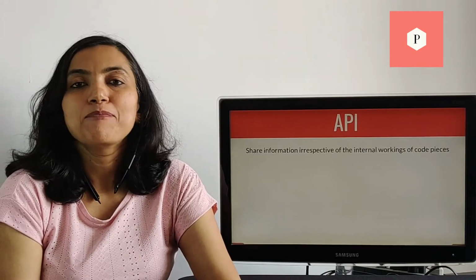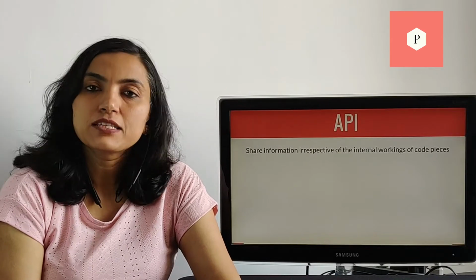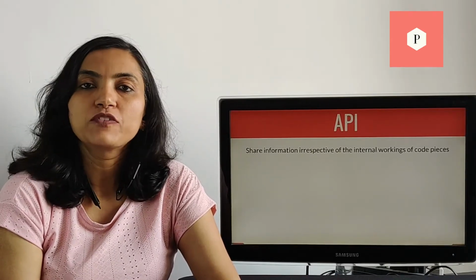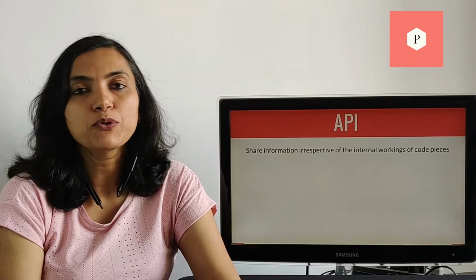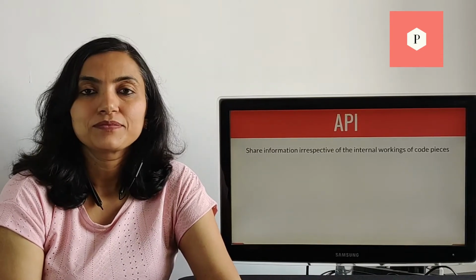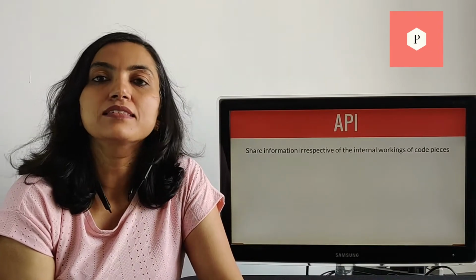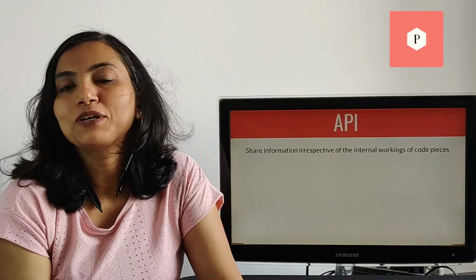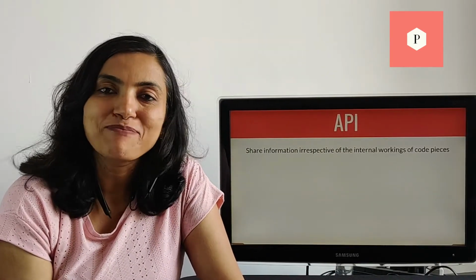The full form of API is Application Programming Interface, which does not tell much. Simply put, an API defines a way of sharing information irrespective of the internal workings of the code. Internal working, as I have mentioned earlier, includes the programming language used. The most common kind of API these days is the REST API. REST also has a full form, but that will also not tell you much, so I am skipping it.